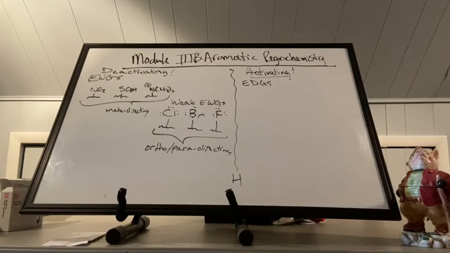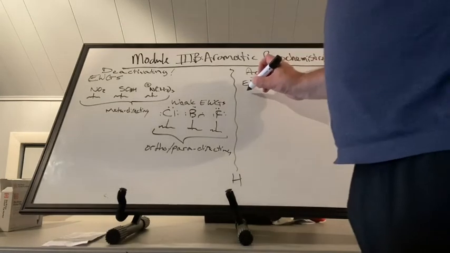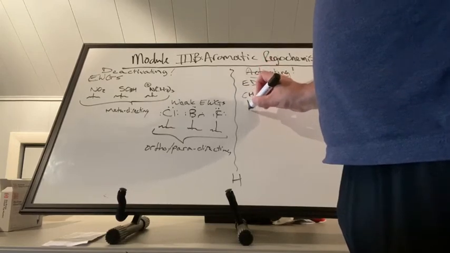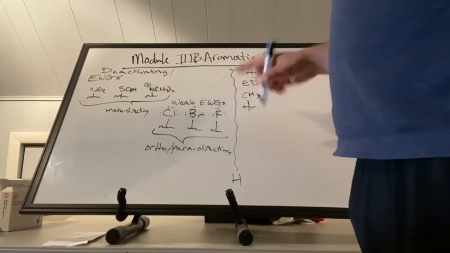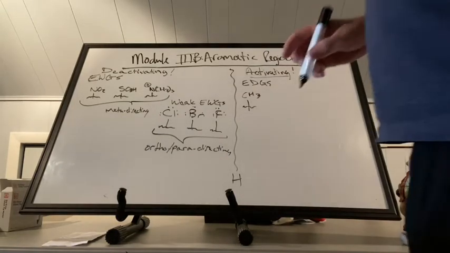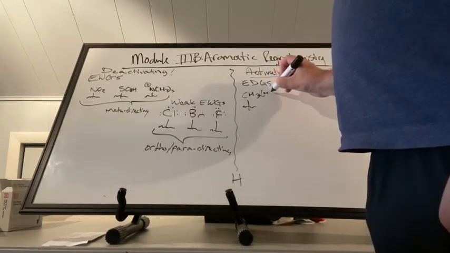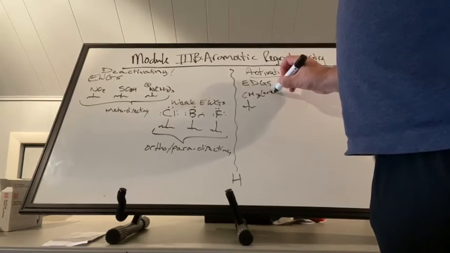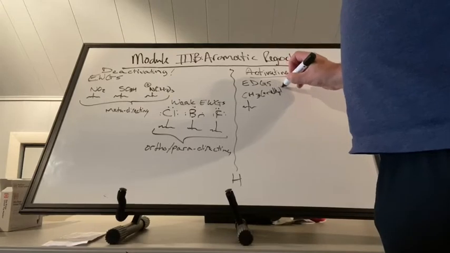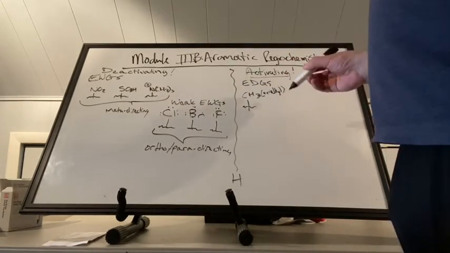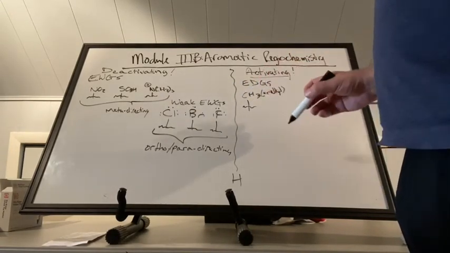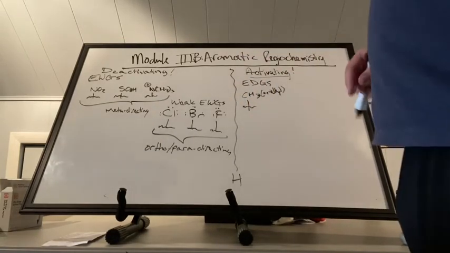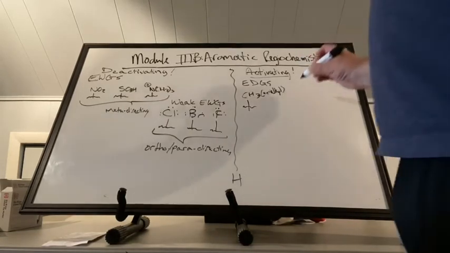So the ones that are weakly donating are going to be your alkyl groups. So you could just write R here, or alkyl. This is going to be weaker because they don't have any lone pairs that are directly going to throw in to the pi system.